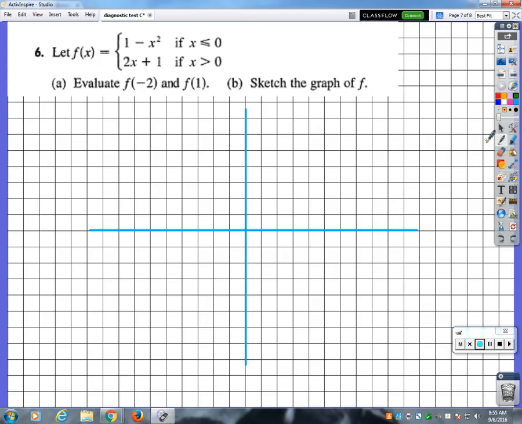So the first piece is 1 minus x squared. What does the graph of 1 minus x squared look like? Upside down, it's moved up one. Right, upside down, moved up 1. So I'm going to cheat a little bit and put that right here. That's going to be 1. And this is only for x's that are less than 0. Okay? So I'm only going to graph the piece to the left. So it's going to cross the y-axis at 1. Where does it cross the x-axis?